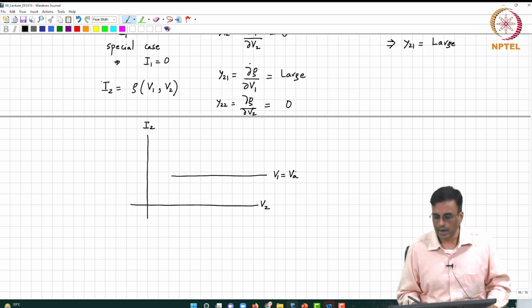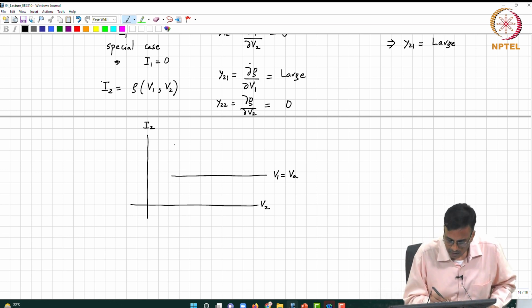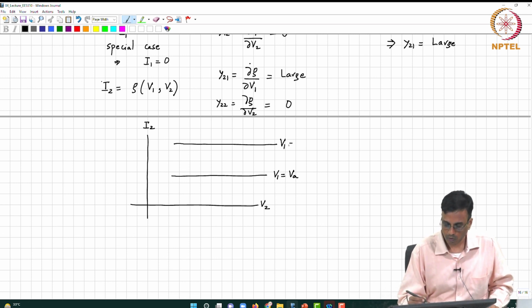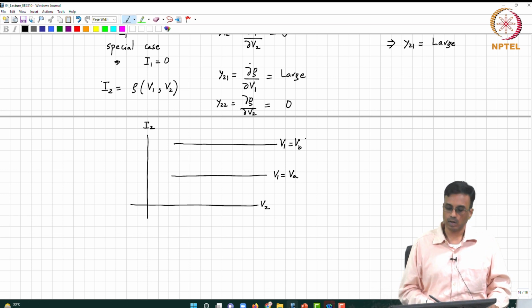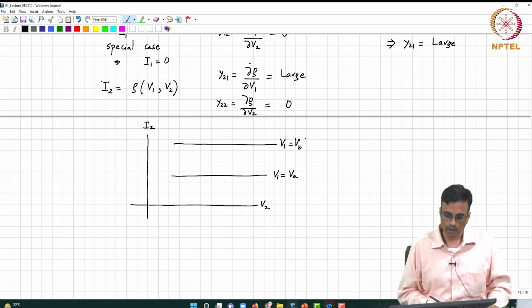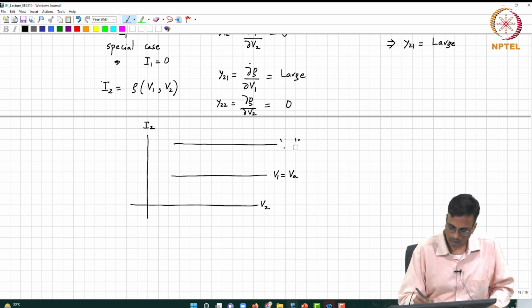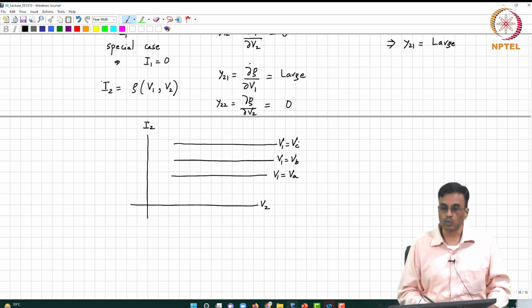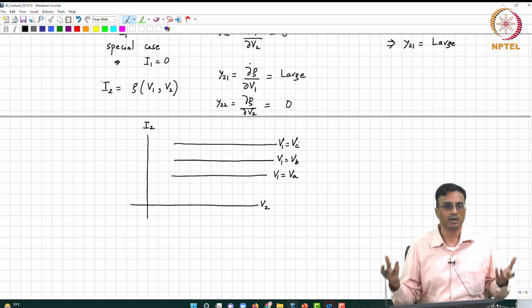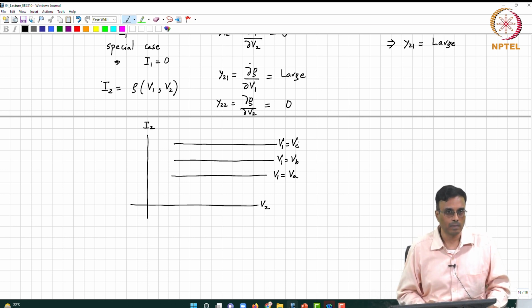For another value Vb of V1, what do we expect to see? Another straight line which is parallel to this line. Okay. Let me call that Vb, and for yet another V1 which is equal to Vc, you see yet another parallel line, correct.